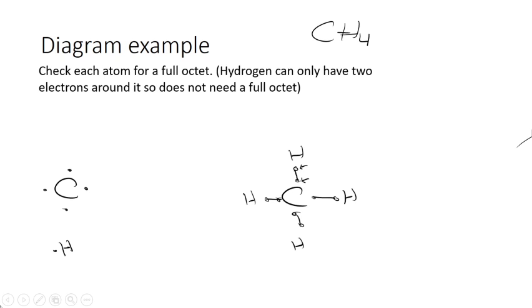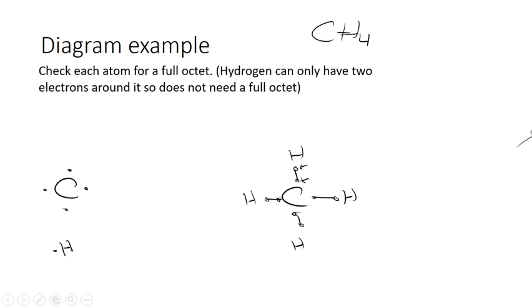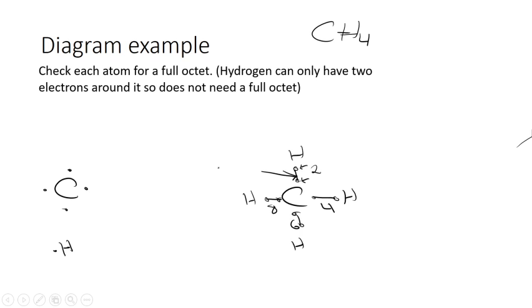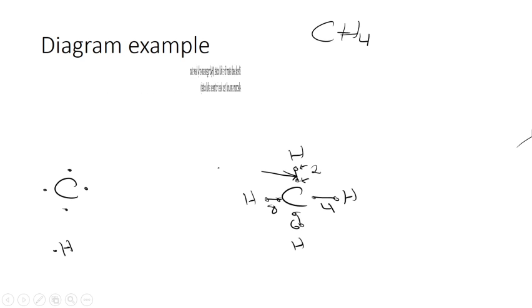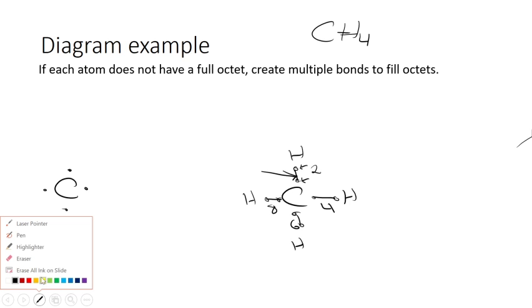Next, we're going to check if there is a full octet. Remembering that any bond contains 2 electrons, when we've got a bond, we say there's 2 electrons. Here's another bond, 4, another bond, 6, and another bond, 8. Fantastic, we have a full octet. So everything is happy. The last step, if each atom does not have a full octet, is to create multiple bonds. We don't need to do that because it's got a full octet.